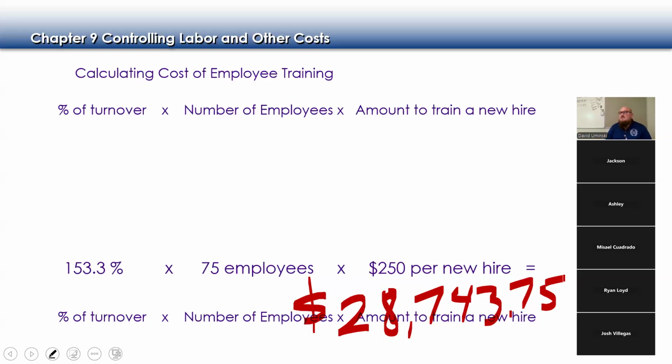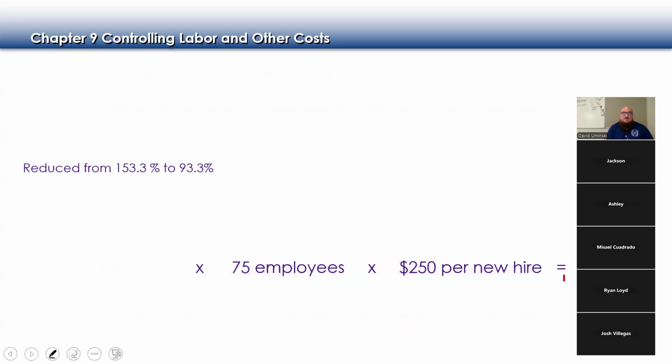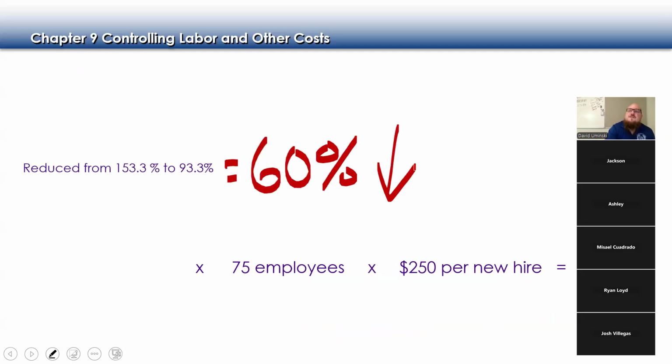So when we want to calculate the cost of that employee training, we take that percentage of turnover, we multiply by the number of employees that's needed for the operation, and then how much it costs us to actually train that person. So what happens if we decrease this number? Let's take a look at this. If we reduce from 153 to 93%, what is that difference in reduction? What's 153.3 minus 93.3? 60%. Okay, so we're looking at a 60% decrease.